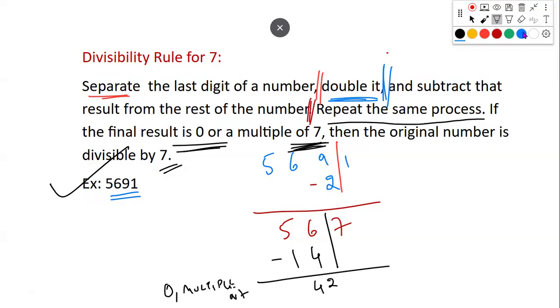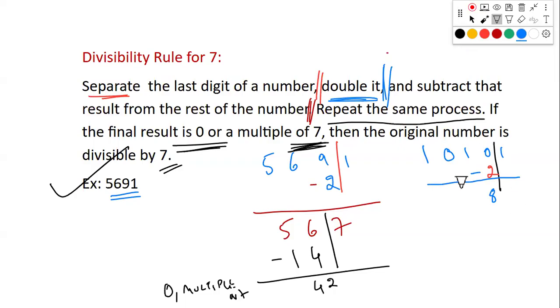So let's take an example. Say, for example, 10101. Now look at it. I'm explaining another one. So first step, separate the last digit. Then next, double it. And then third step, subtract. Three steps are there. Separate the last digit, second step double it, third step subtract, and then it is all repetition. So 10 minus 8, 10 minus 2 is what? 8.